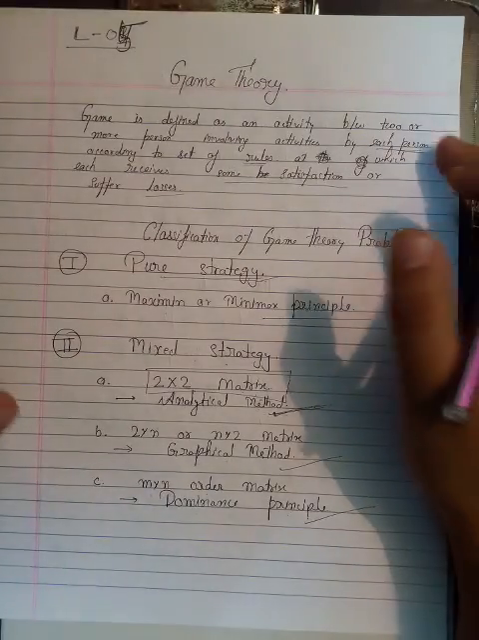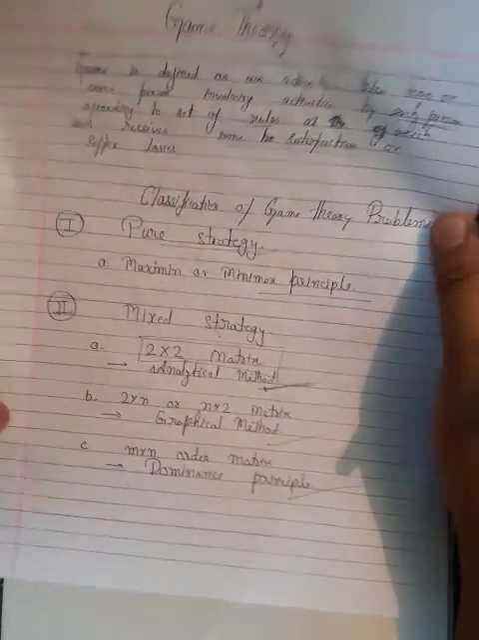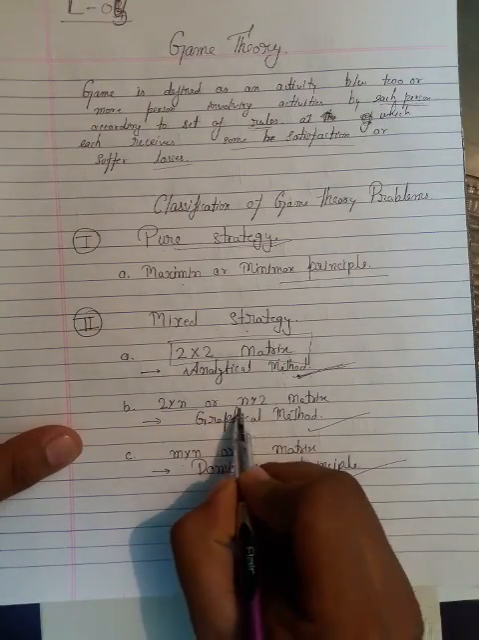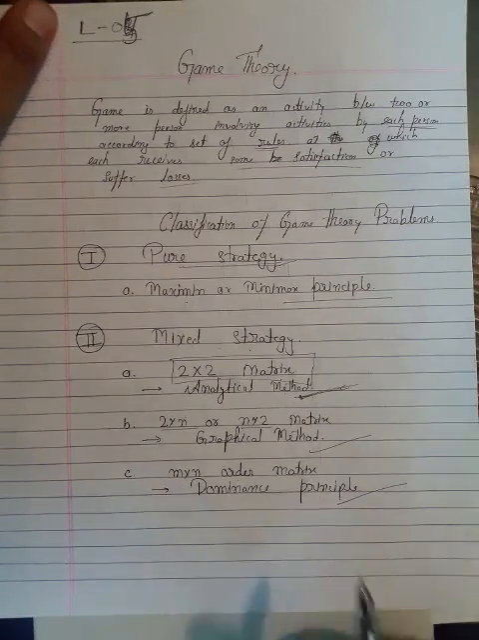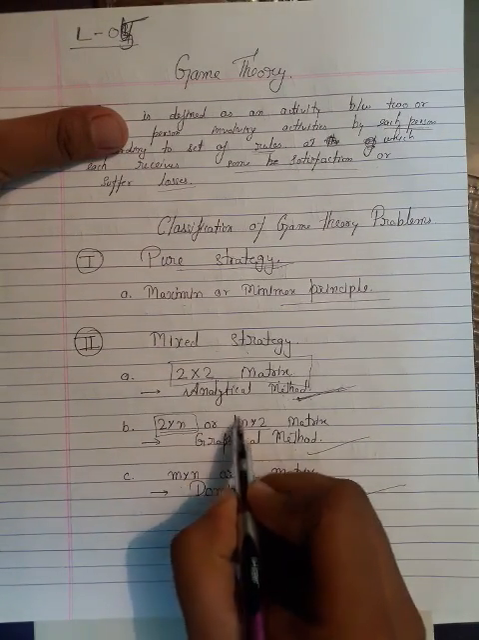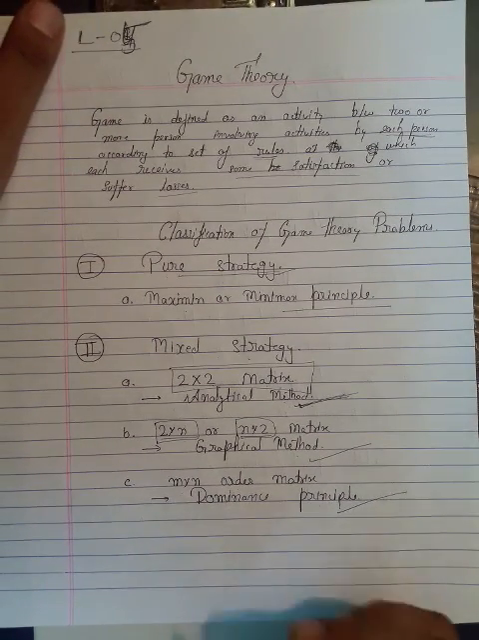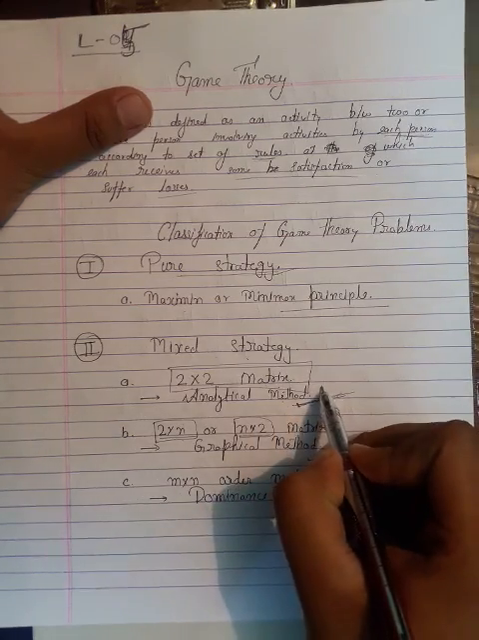Hi, good evening friends. This is my fifth lecture in game theory, and in this lecture we are going to see a graphical method for a matrix in 2 into n form or n into 2 form. Basically, in a graphical method we convert a 2 into n matrix or n into 2 matrix into a 2 into 2 matrix, and further we solve it by the analytical method as we solved it in the previous lecture.